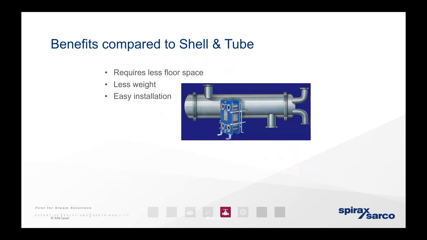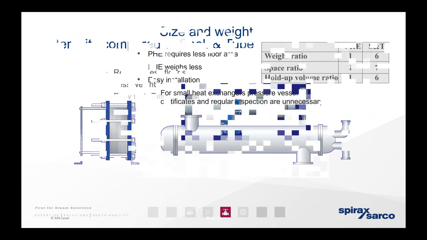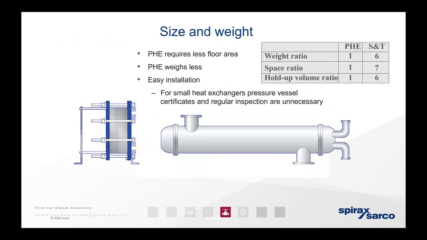So benefits compared to a shell and tube, so we've gone the opposite way now. So it requires less floor space than a shell and tube. It's less weight, they're smaller, and the installation is relatively easy. So as we can see here, you've got the weight ratios as well to show you the difference.